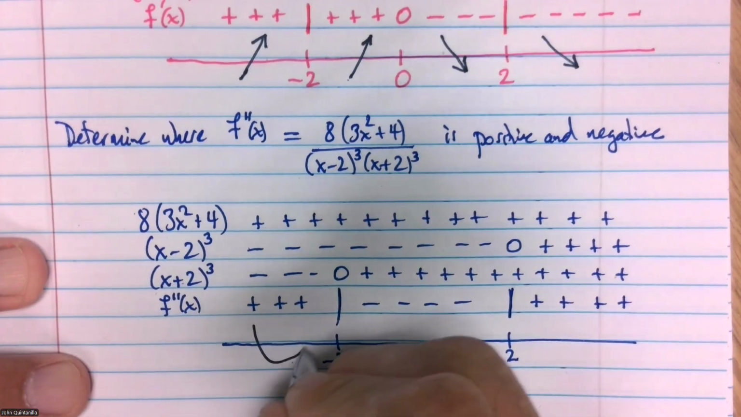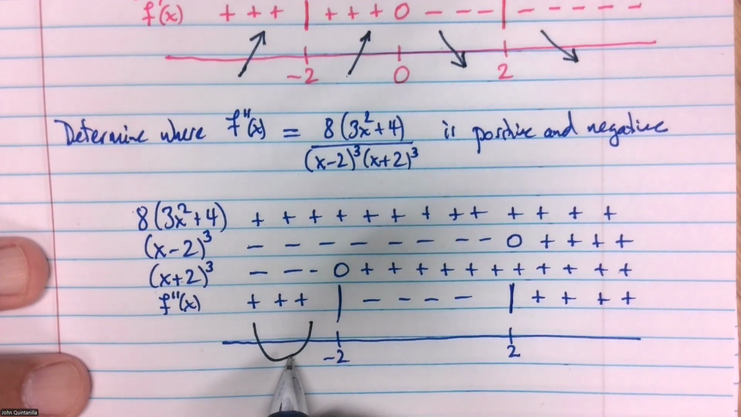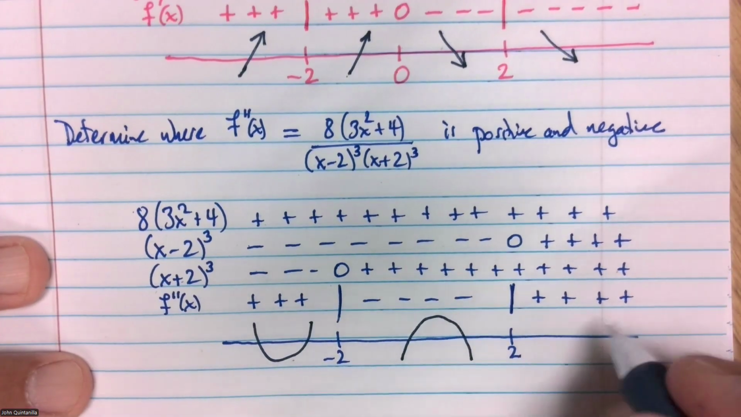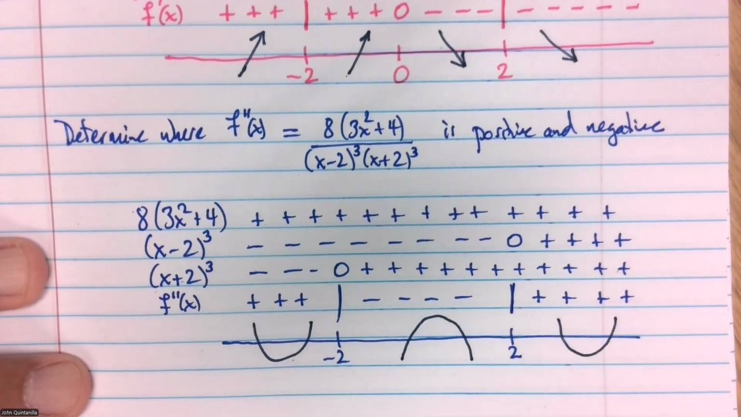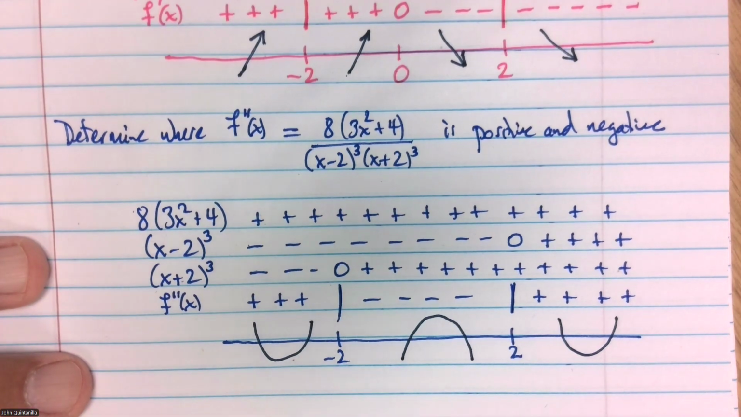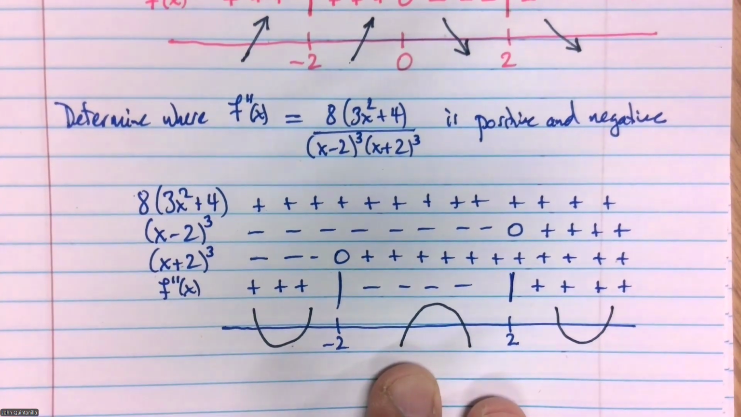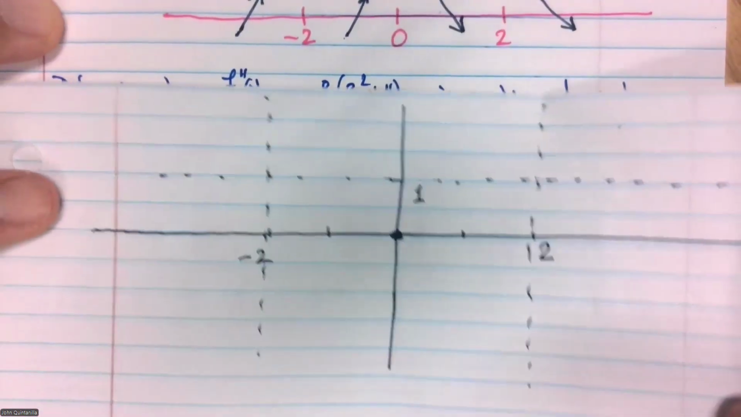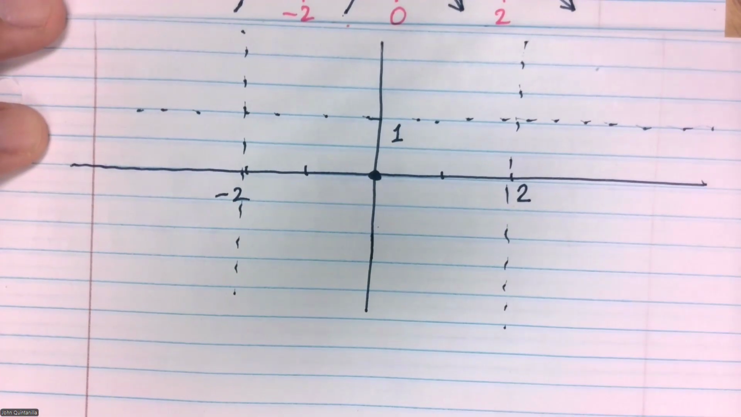It's negative here, vertical asymptote at 2, and then positive out here. So the graph will be concave up to the left of negative 2. It is concave down between negative 2 and 2, and it is concave up to the right of 2. Okay, so let's put all that together when looking at the graph. Okay, first, the increasing and decreasing behavior.